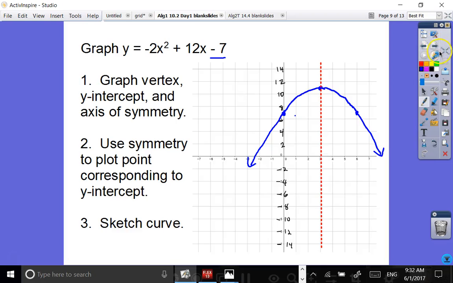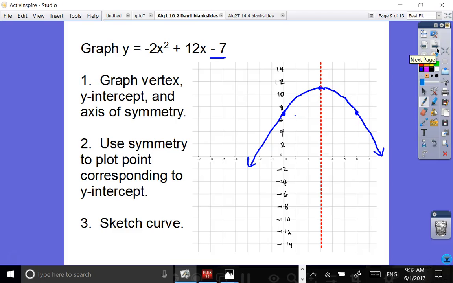What's that? If it asks for the vertex, which is not always integers, they could be fractions, so they wouldn't show up in the table of values. And if you have to do the axis of symmetry, you kind of have to get it right. I cannot hear you.